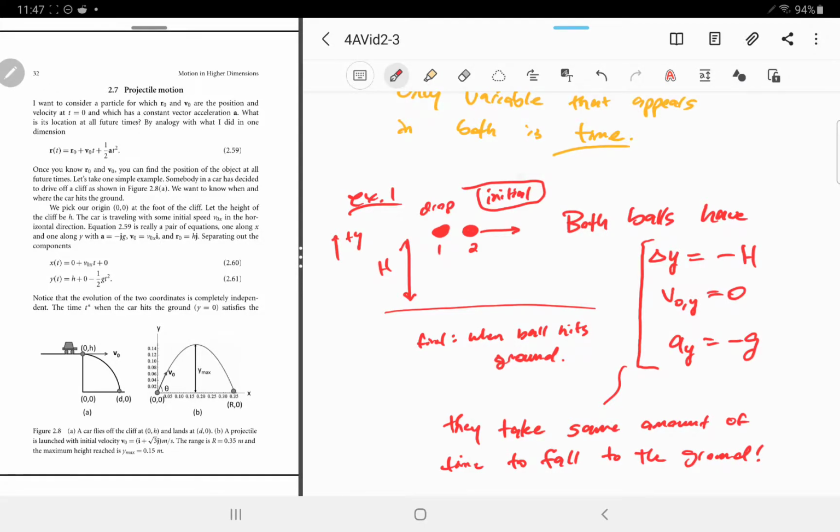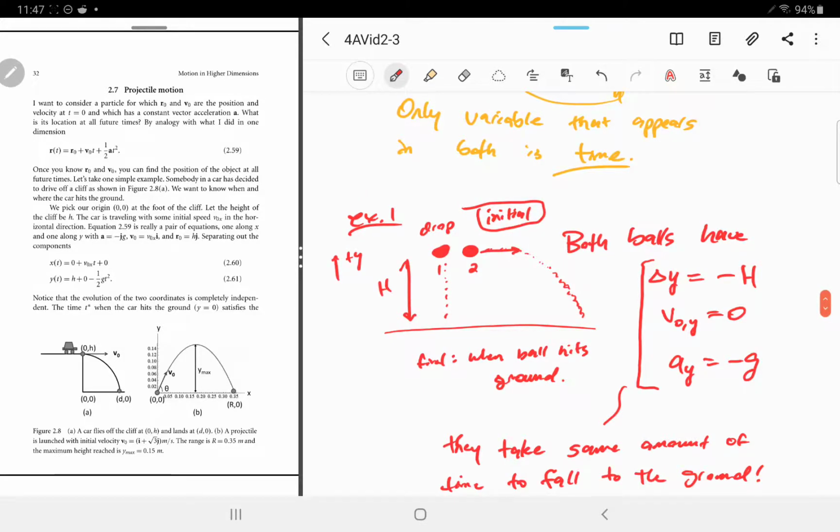So this is pretty surprising. A lot of people assume that, if you think about doing this, ball 1 will hit the ground before ball 2. So ball 1 is just going to fall right here. Ball 2 is going to undergo a parabola. So everything in projectile motion is going to undergo parabolic motion.